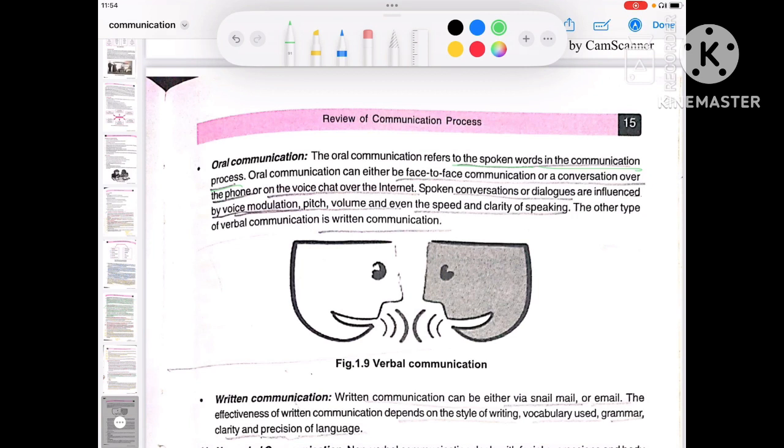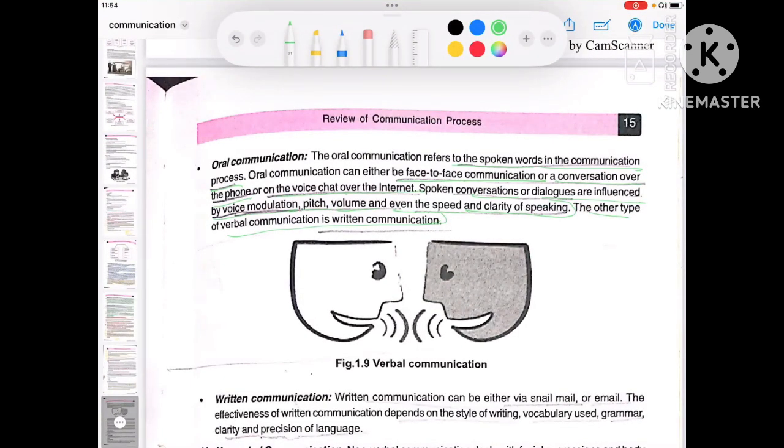And oral communication can either be face-to-face communication, or conversation over the phone, or voice chat over the internet. And spoken conversations, dialogues, are influenced by the voice modulation, pitch, volume, even the speed and clarity of speaking. The other type of communication is written communication.